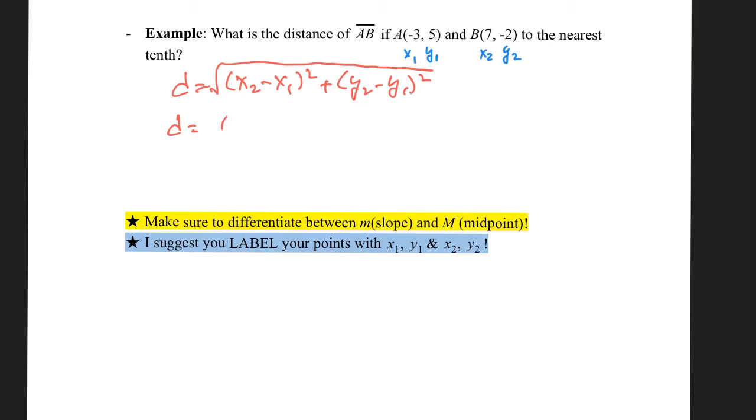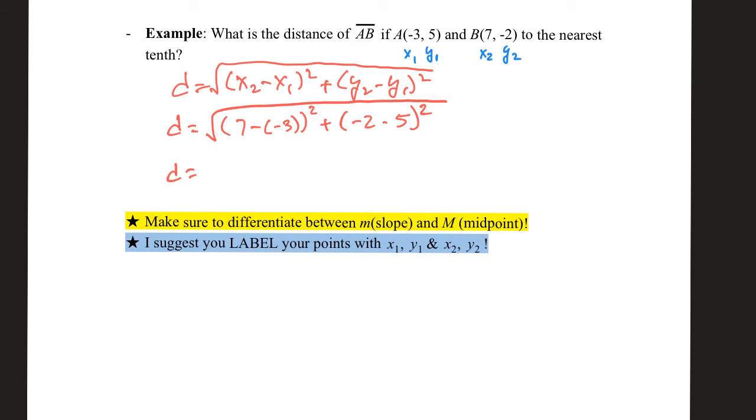I got my x2, which is 7. I am subtracting a -3. I put that -3 there just so that I can see that I'm subtracting a negative. It's very important, because sometimes you guys don't set it up that way, and you'll just do 7 minus 3 and you get 4. And then my y2 is -2, and I'm subtracting 5. And I'm also squaring that, and everything is under the radical.